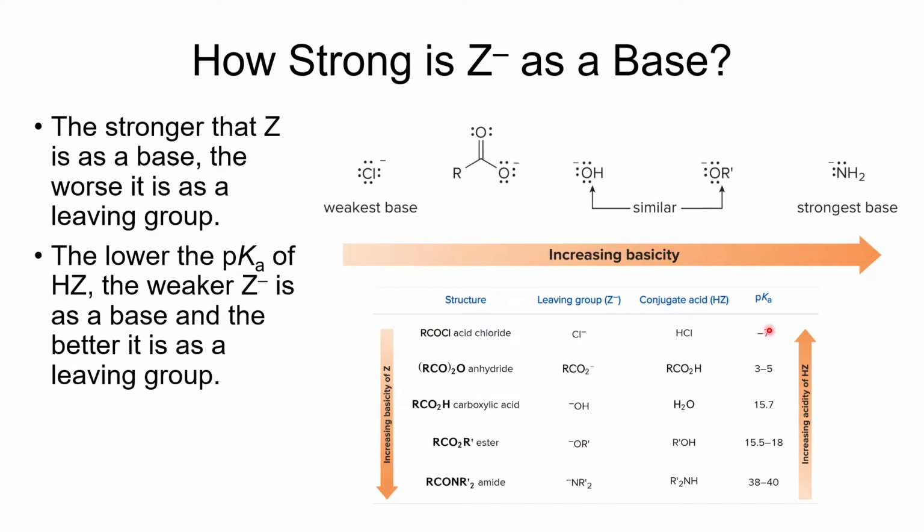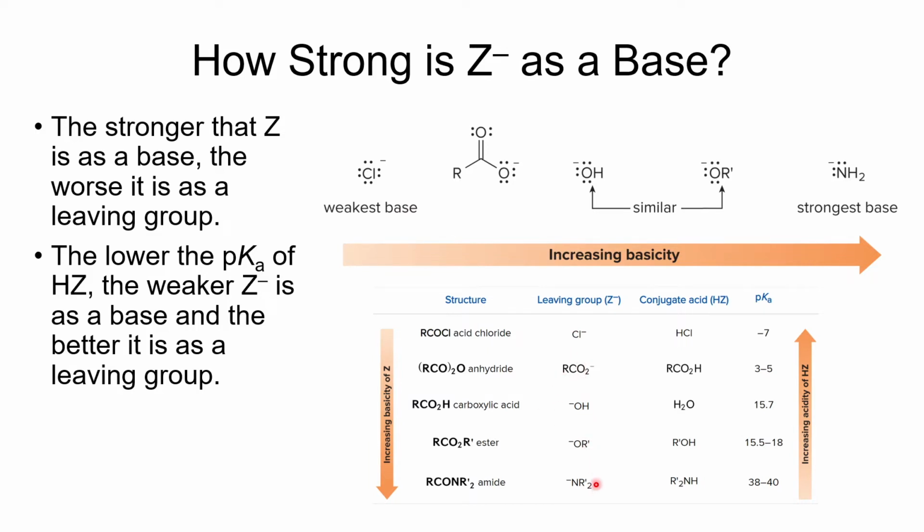And here we can see the pKa's of the conjugate acid for each of these items. The lower that pKa, and so in the case of HCl, it has a pKa of -7. It's a very strong acid. So in that case, chloride is a very stable leaving group, which means that the compound that contains the chloride, the acid chloride, is not as stable.